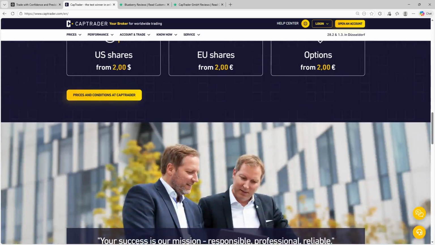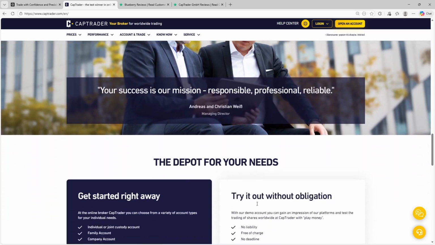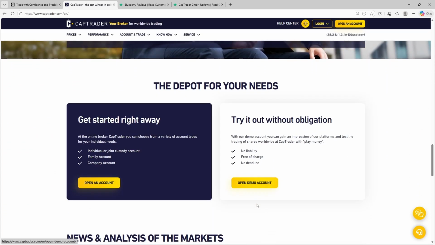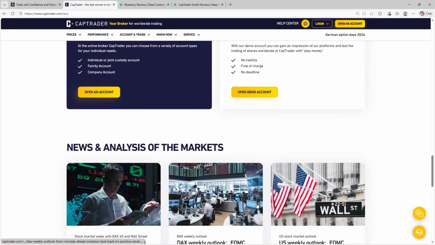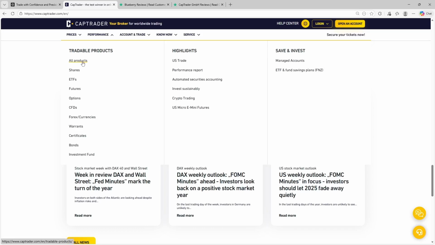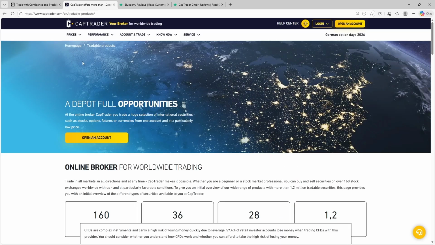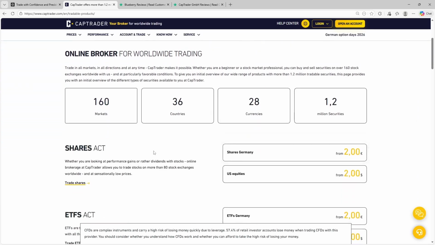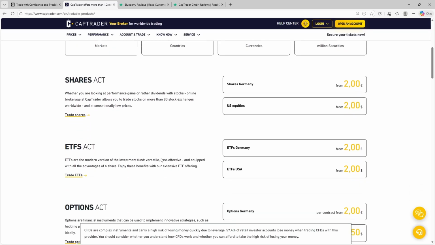Account structures are also highly flexible, with individual, joint, family, company, managed, cash, and margin accounts available. This makes CapTrader suitable not just for individuals, but also for families managing multiple portfolios, companies investing excess cash, and investors planning across generations. The trading platform environment is professional grade and designed for depth rather than simplicity.